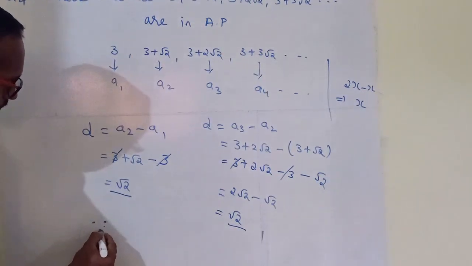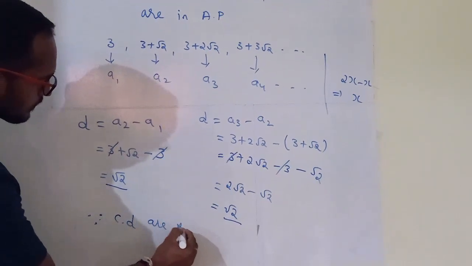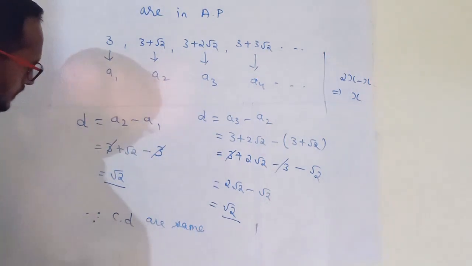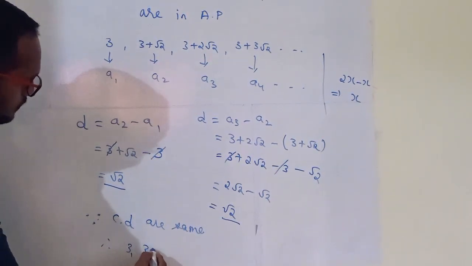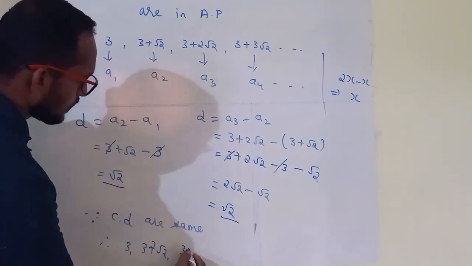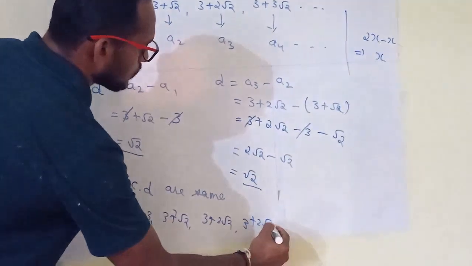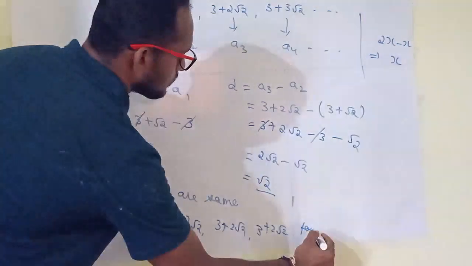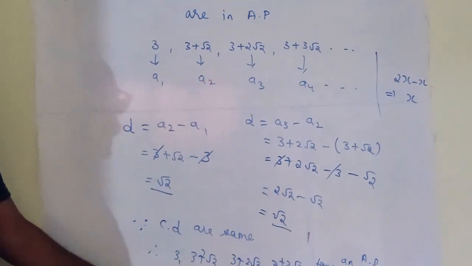Since the common differences are the same, therefore 3, 3 plus root 2, 3 plus 2 root 2 forms an AP. So you have to write the conclusion like this.